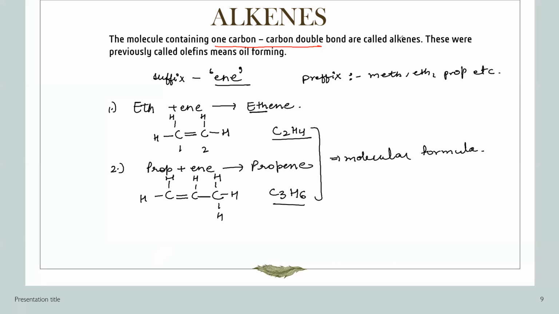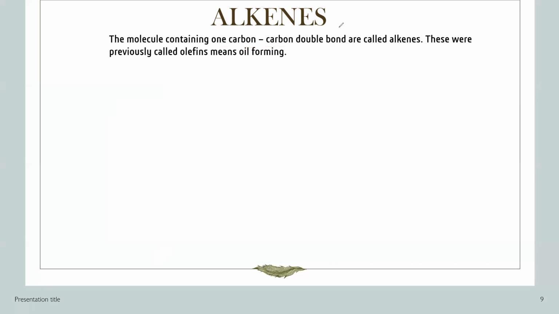Now the question comes, why doesn't methene exist? There is no such compound known as methene. Why? Meth means how many carbons? 1 carbon. So if I make 1 carbon, now "-ene" means double bond. So where will I make a double bond? If I make a double bond here, which element do I use on the other side? I have no element. So methene doesn't exist.